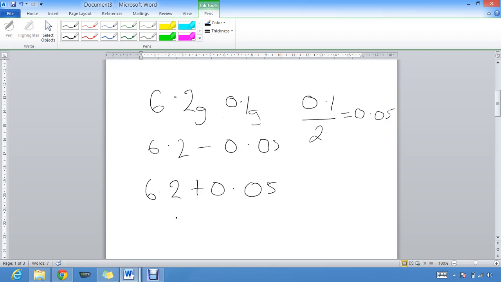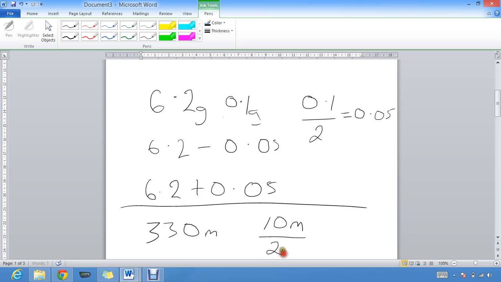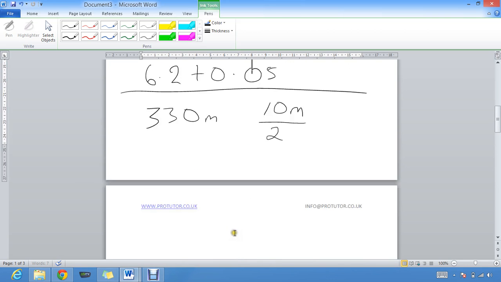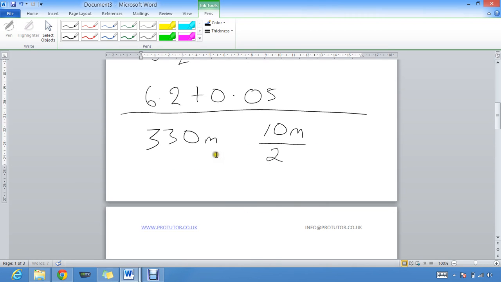Now they can also ask you, let's say a fence is 330 meters, to the nearest 10 meters, okay, to the nearest 10 meters. So again, what I do, I divide it by 2, so therefore my margin of error can be 5 meters each way. Alright, so in which case the lower value will be 325 or the upper value will be 335. So it's important that you know this.